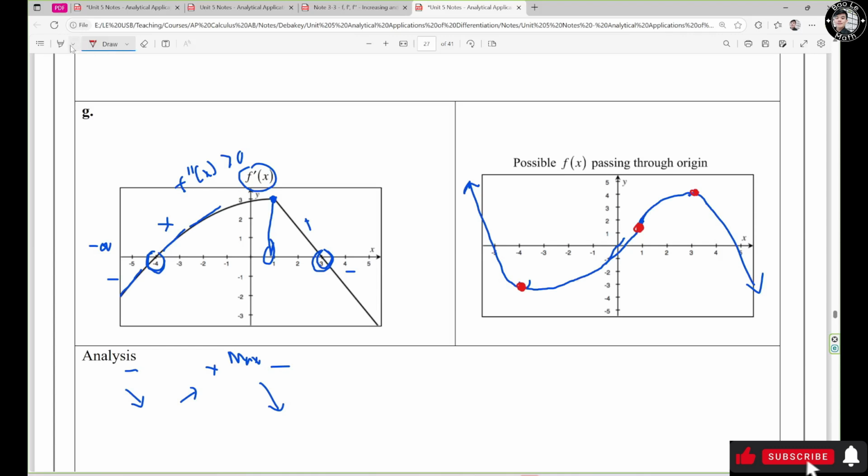The function is increasing from negative 4 to 3, right? So negative 4 to 3. The function is decreasing from negative infinity to negative 4 and 3 to positive infinity, right?